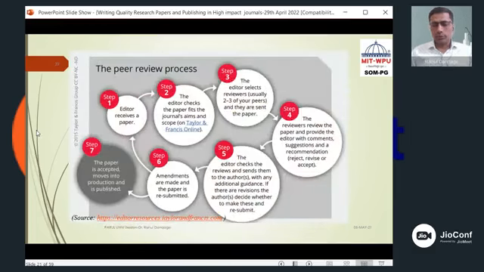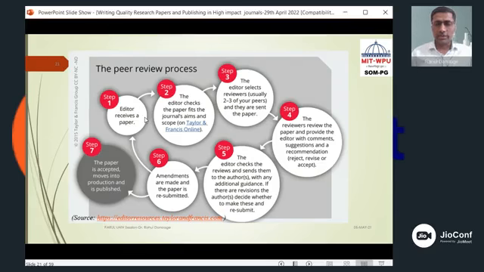This is the standard peer review process from Taylor and Francis. Step number one: the editorial board receives the paper. The author submits the paper through whatever platform the journal has. Many journals have their own platforms through which you can submit your research paper online. Mostly they prefer that you submit the paper as a Word file or maybe PDF.